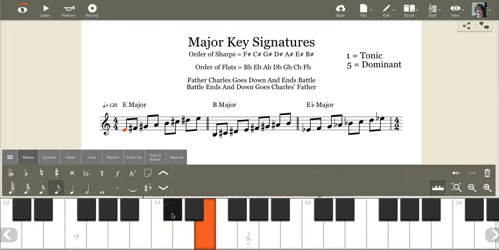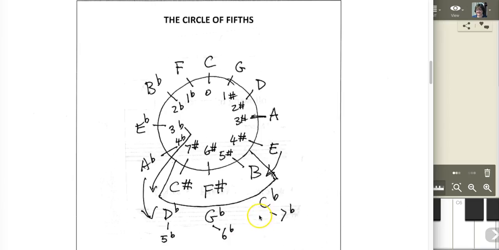So this would be D flat or C sharp, etc. And then this would be F sharp or G flat. Similarly, this would be the key of B or C flat. So just to remind you of that, that's why we have our overlapping enharmonic keys here.